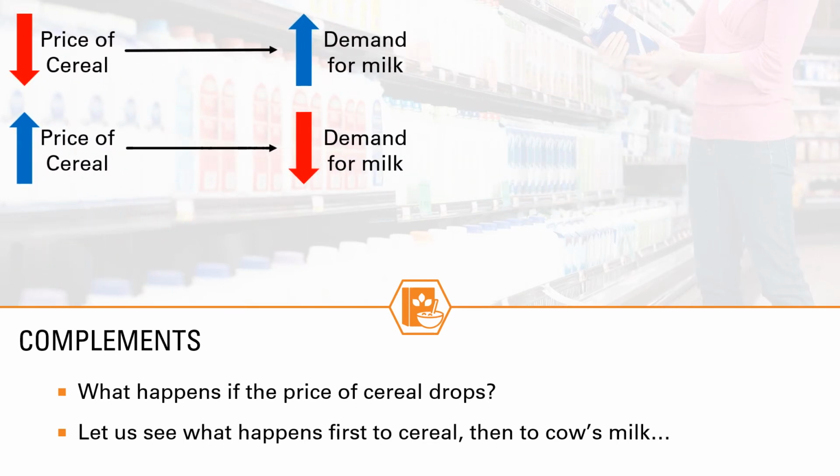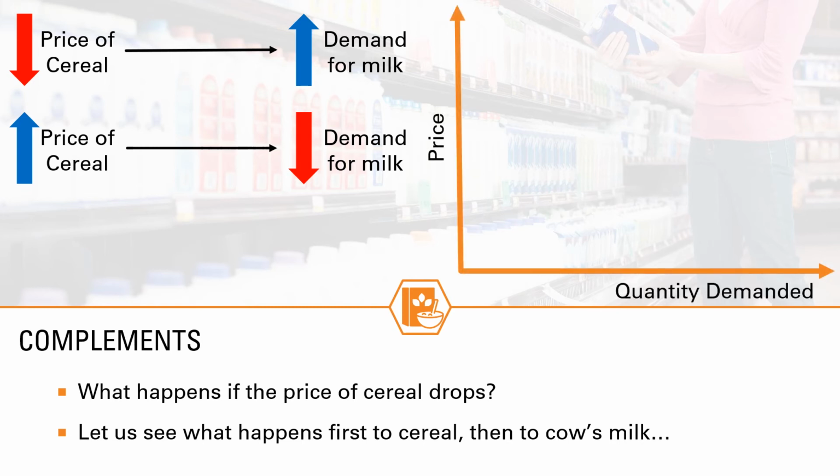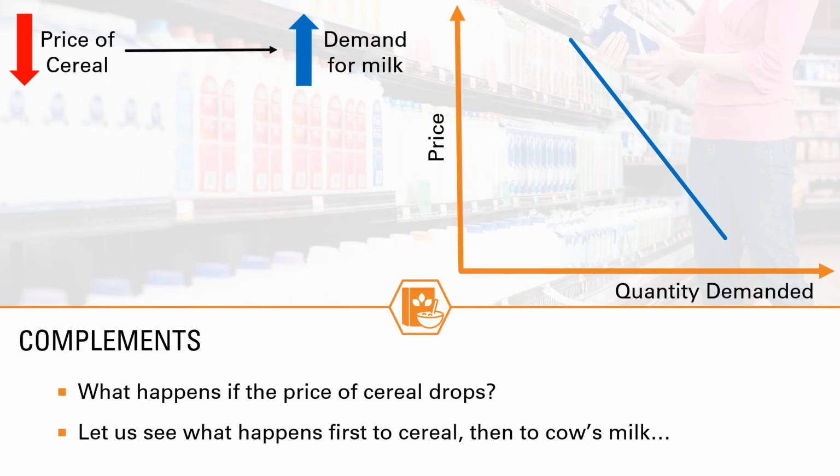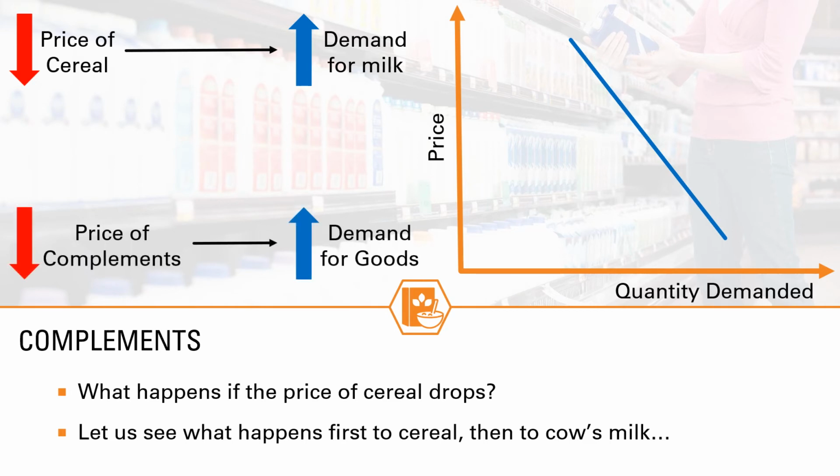Okay, let's have a look at this graphically. So again, here we go. Here's our demand curve, our original one. All right. So let's have a look first. If we decrease the price of cereal, the demand for milk increases. In other words, if we decrease the price of complements, by the way, this is general, we increase the demand for goods. So if this is the original demand for milk, if we decrease the price of a complement, that means the demand curve increases or shifts to the right. Okay, I hope that's clear.